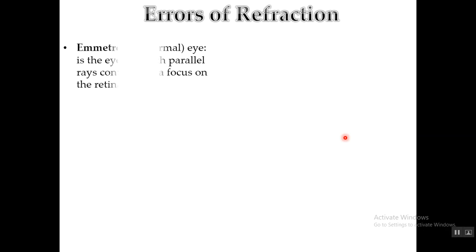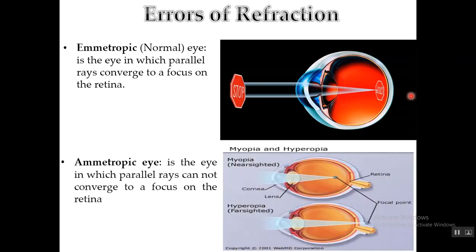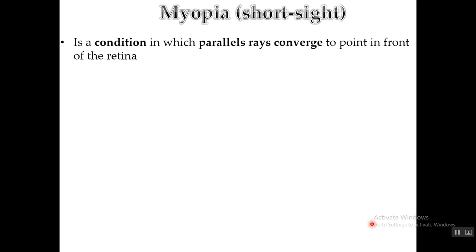The errors of refractions means, okay, you should know, number 1, emmetropic eye or normal eye. In the emmetropic eye or normal eye, the parallel rays converge to a focus on the retina. Okay, this is emmetropic. Ametropic means the parallel rays converge to a point in front of the retina or behind the retina. In front or behind. Okay, this is emmetropic, and this is ametropic. Ametropic in front or behind the retina.